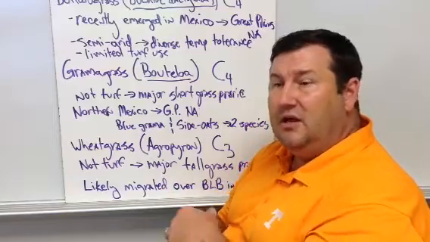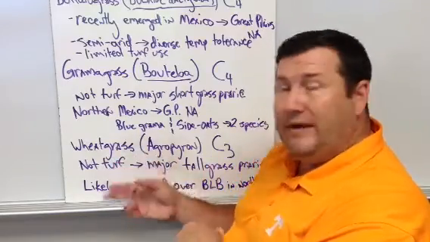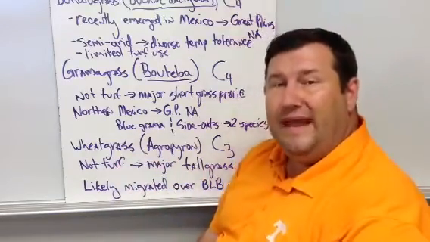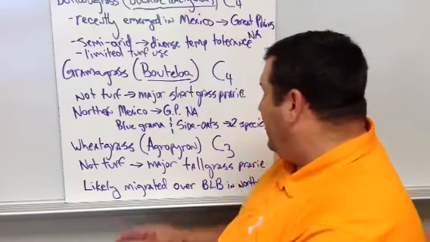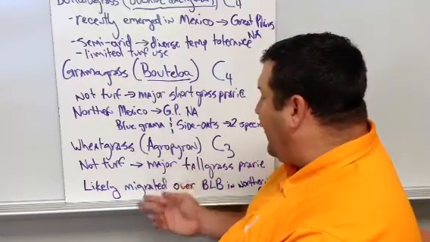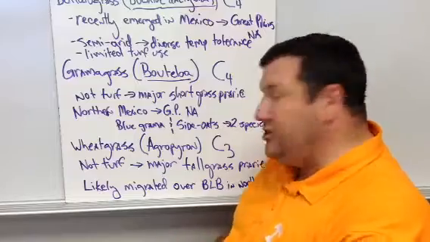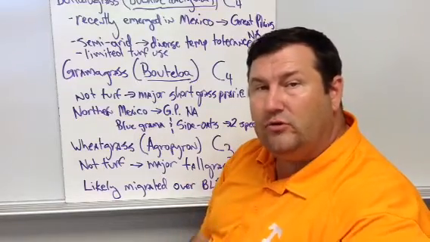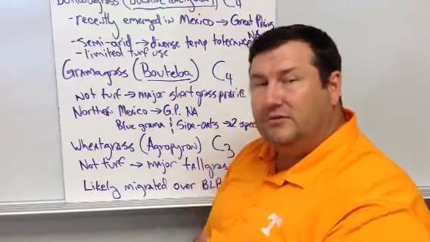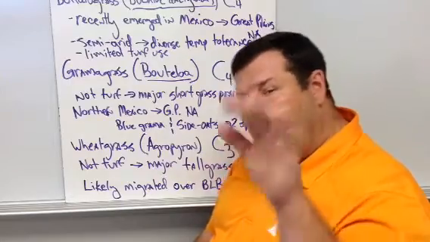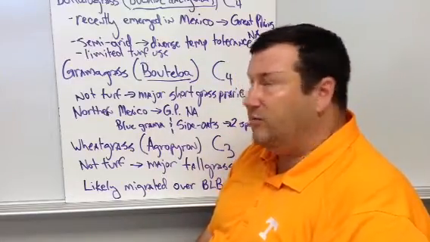These are grasses like big bluestem and wheatgrass, where grasses grew maybe 8, 10, 12 feet tall. It's likely that this grass migrated over the Bering Land Bridge into the northern Great Plains area, over the Rockies, and so on down through Canada and into the Great Plains region.